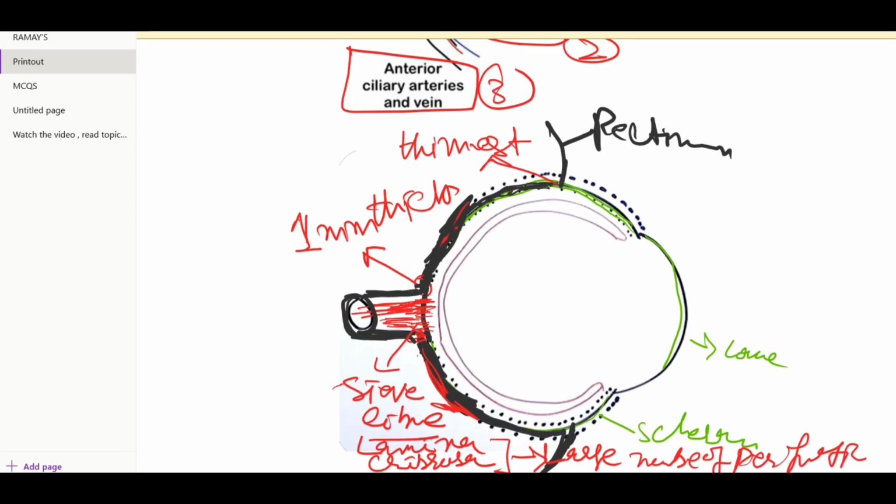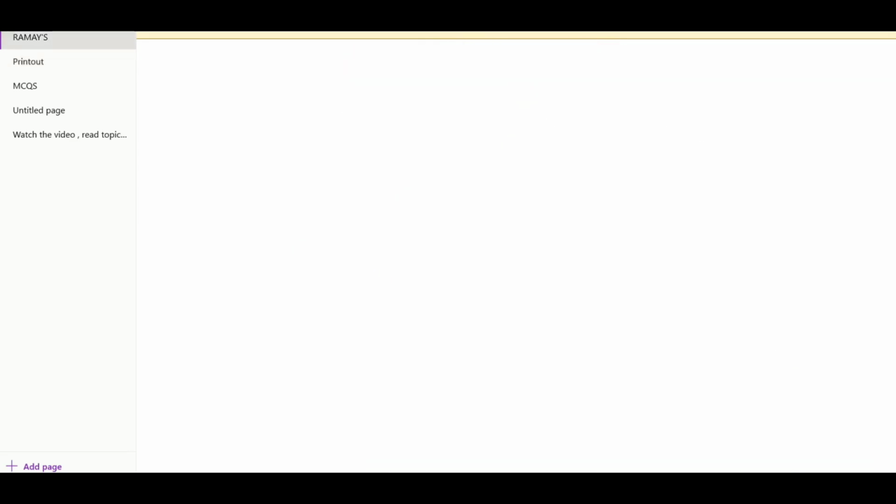Perforations. This point is known as the scleral foramen or the lamina cribrosa. This is the sieve-like structure due to the many perforations caused by the optic nerve fibers. Let's study all this from Ramay's theory.